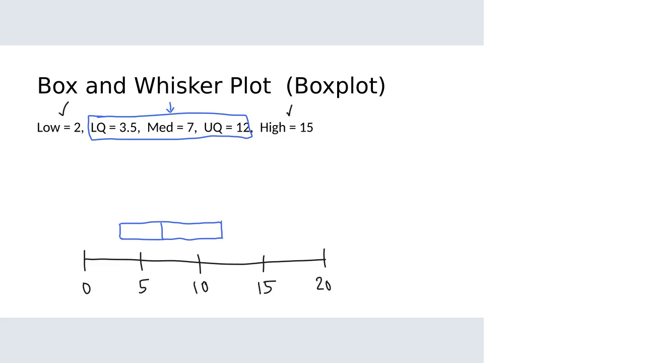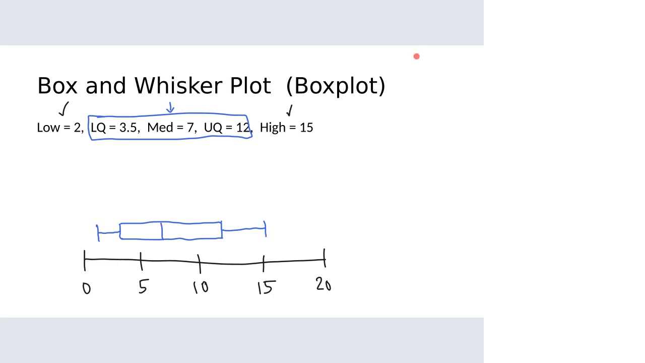Well, the rest is the whiskers. We've taken care of the box. Now we're going to do the whiskers. So we can see the lowest number in our data set is 2. So I put a mark there, and I'm going to draw a whisker that goes over to that 2. And my highest number is 15. I'm going to draw a line that goes over to that whisker. And so now I've made my box and whisker plot.